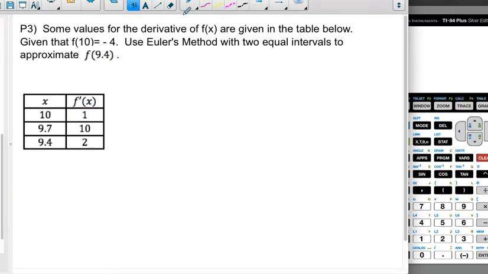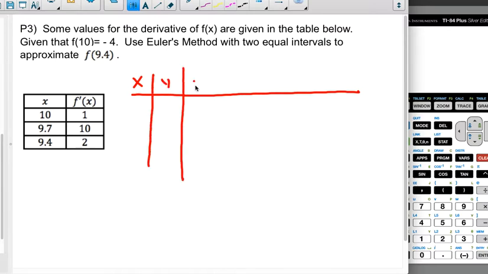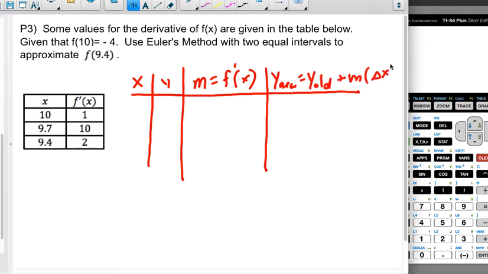All right, let's go ahead and try one with a table for you, right? So same idea. You don't have to make the table if you don't want. Me personally, I like to make my table. I think it's an easy way to do these problems. So I'm going to go ahead and recognize that in this problem, my slope is just f prime of x, which I'm given in a table. I know that my new y is the old y plus the slope times my delta x, right?